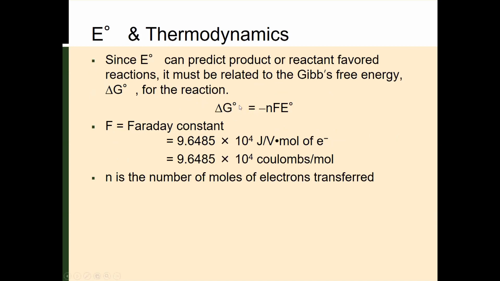Now, going to the relationship between thermodynamics and cell potential, our reaction is written overall for that reaction. Delta G is going to be equal to negative N times F times E. Again, F is Faraday's constant, N is the number of electrons transferred, and E naught is the cell potential. So what this reminds us is that if E is positive, delta G is negative. If I get a positive E, spontaneous reaction.